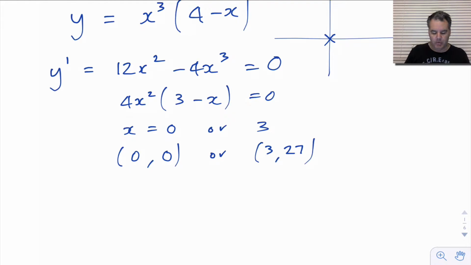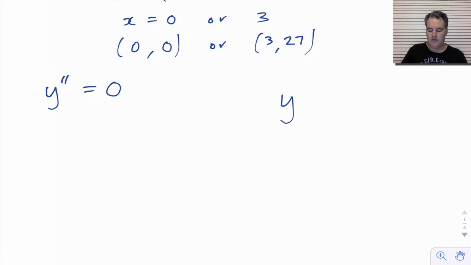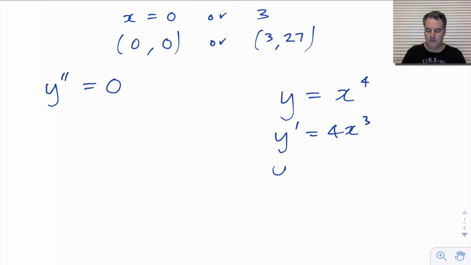All right, so a point of inflection is going to be when the second derivative is equal to 0, but not always. Let me take the example of y equals x to the 4. The derivative here is 4x cubed. That's obviously equal to 0 when x is equal to 0. And the second derivative is 12x squared, which is also 0 when x equals 0. So some people would say, well, if the second derivative is equal to 0, you've got a point of inflection.